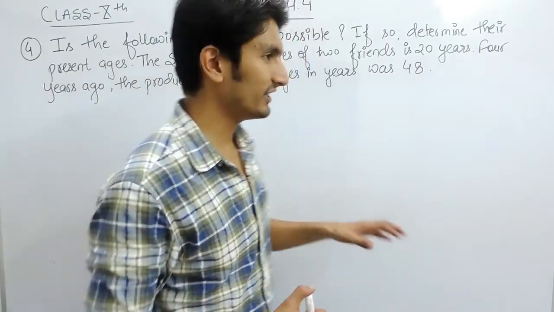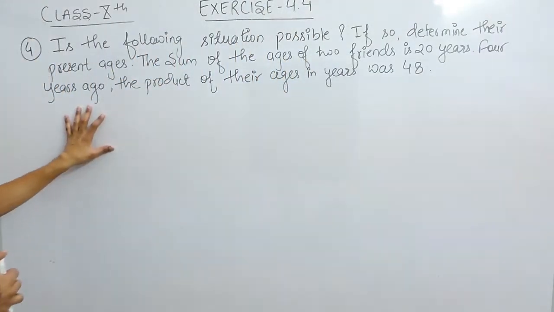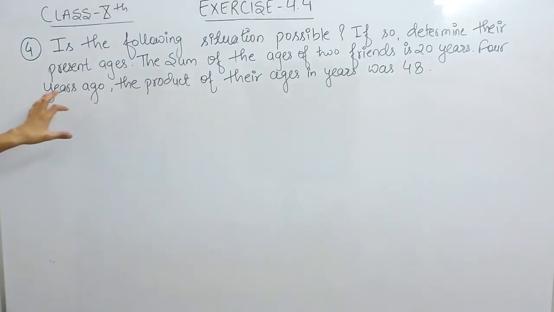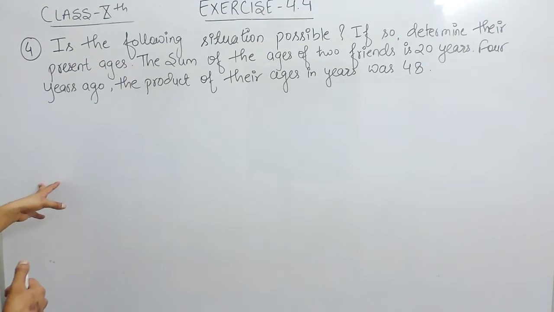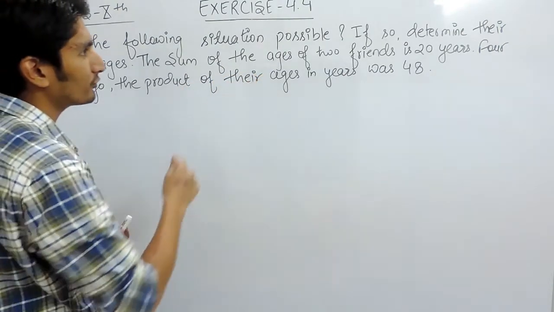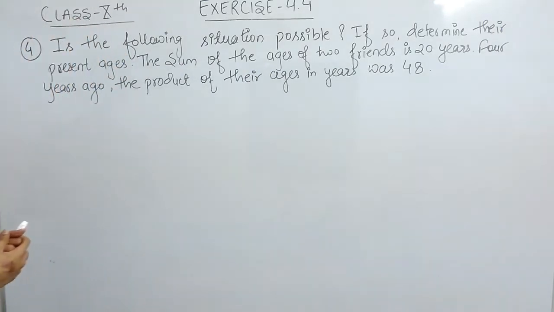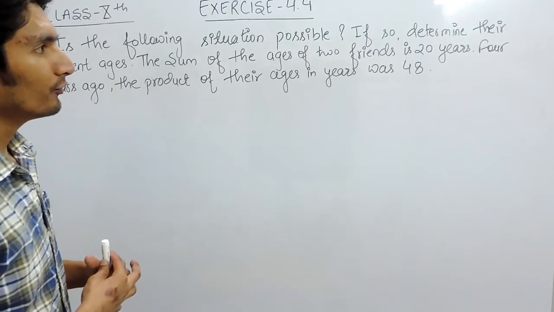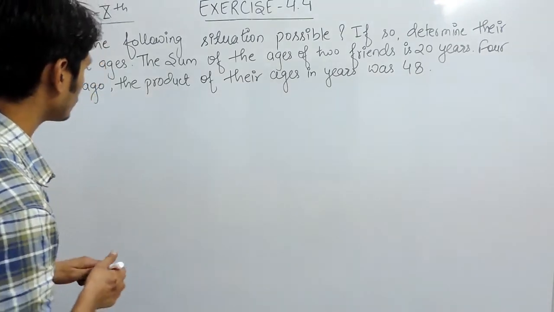Hello everyone, in this video we are going to solve question number 4 of exercise 4.4, and in this question you have to find whether this situation is possible or not. And the situation is: you have to find the present ages of two friends. The sum of the ages of two friends is 20 years. 4 years ago the product of their ages is 48 years.